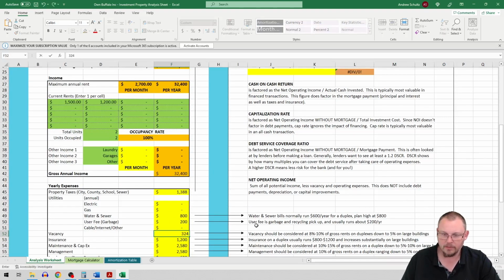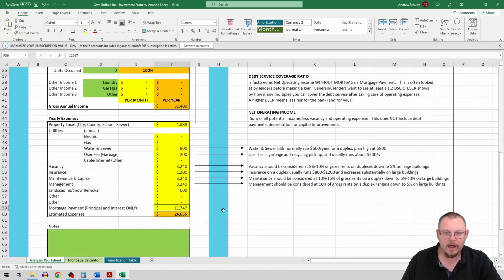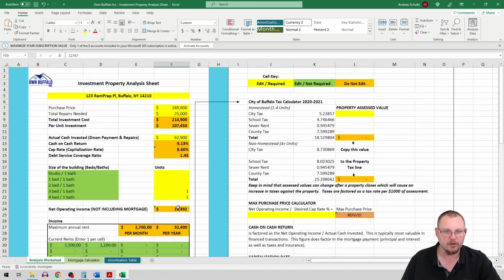We'll come back down here and update our spreadsheet for vacancy, maintenance, and management. I don't think we're going to have much in the way of change in our insurance or in our landscaping, so we'll leave those alone. And as it sits right now, let's assume that you're taking that cash out of pocket to make those rehab repairs. We're going to leave the mortgage payment alone.